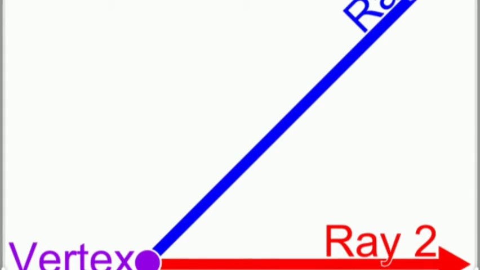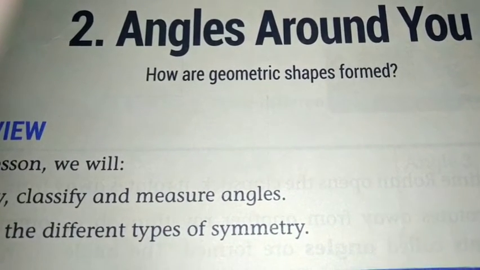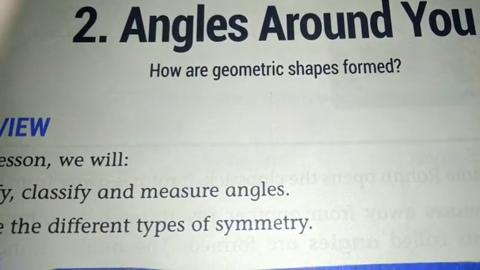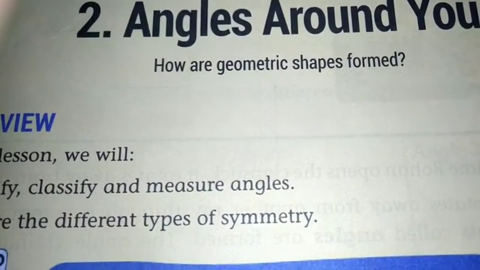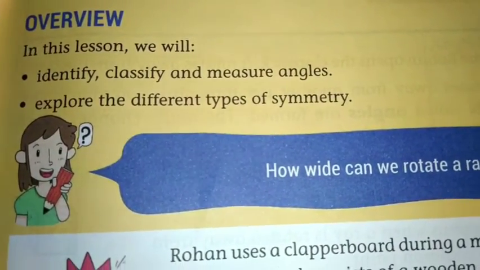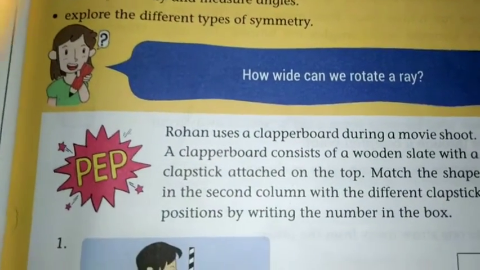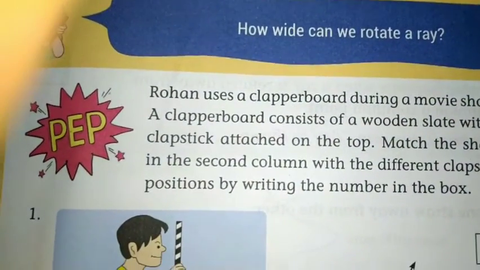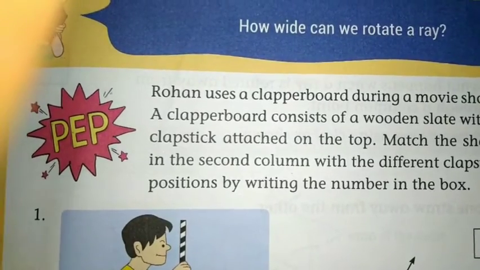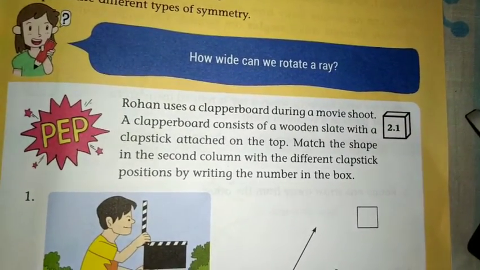An angle is a figure formed by two rays sharing a common endpoint. In this chapter, we are going to classify and measure angles, and we are going to know how many types of angles there are around you. You should be very clear while drawing an angle. An angle consists of two rays which have a common endpoint. Endpoint means vertex.